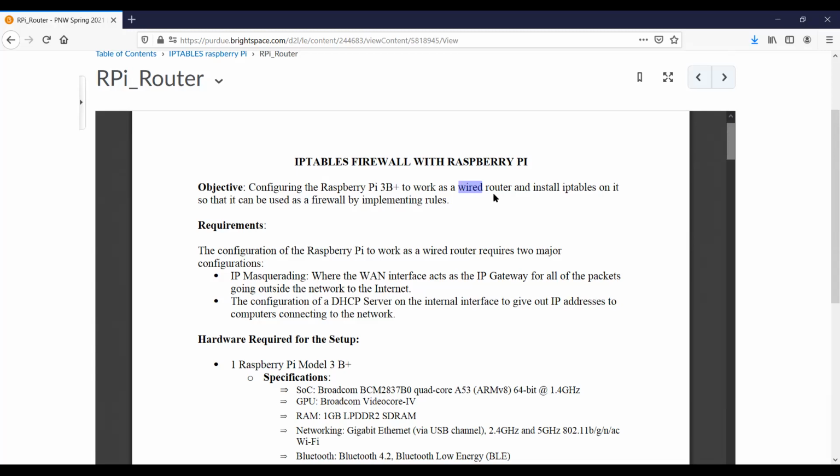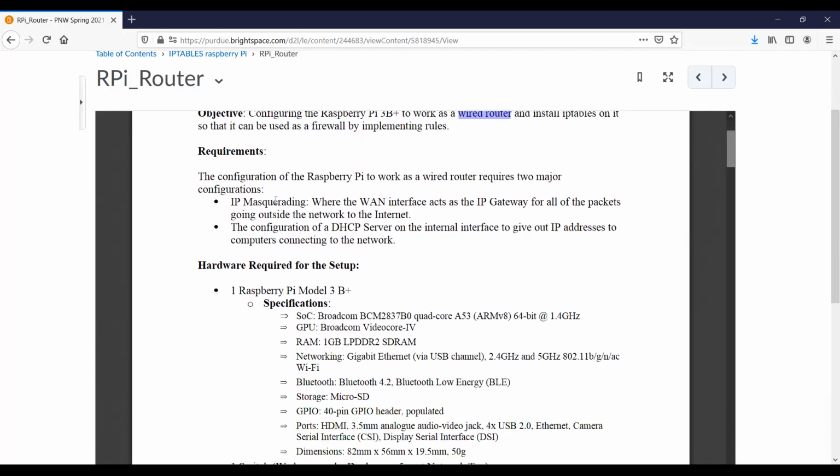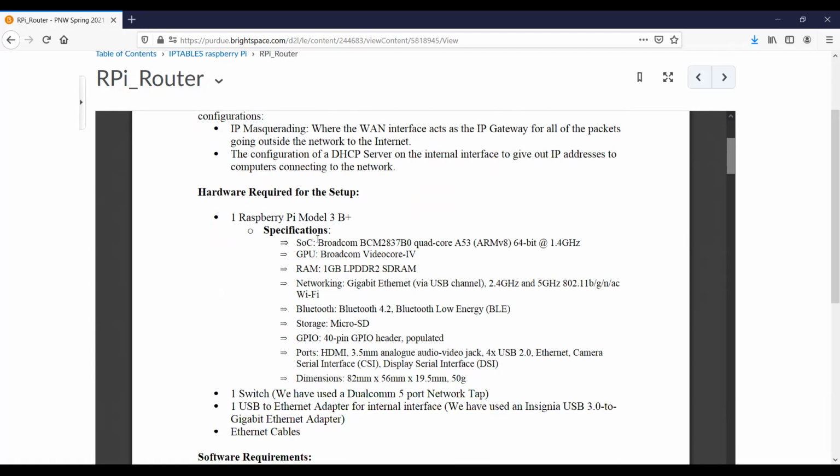But anyway, just keep in mind that most of the discussion is about wired, so wired router. This document talks about converting a Pi to a wired router and, of course, IPTables, using it on it so that it can be used to implement some rules. I'm not going to read through the document, obviously. It provides some of the requirements, talks about the hardware and the things that it comes with.